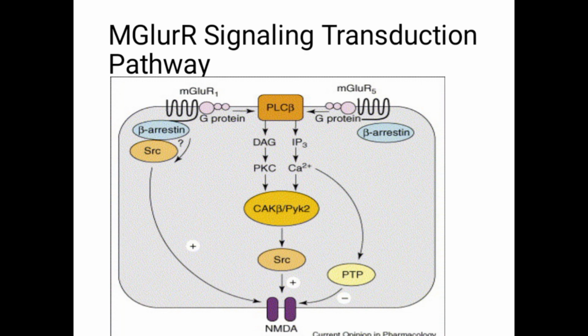Now, there is something called the PTP, which is protein tyrosine phosphatase, that inhibits the action, while the SRC also activates it, creating a balance. The beta-arrestin is also a protein which acts as a brake to prevent overactivity. So that is how the signal transduction works.